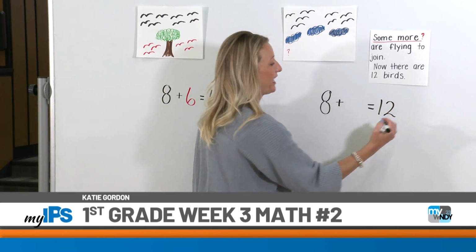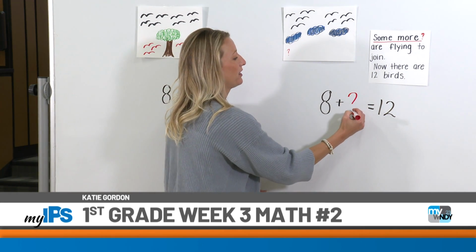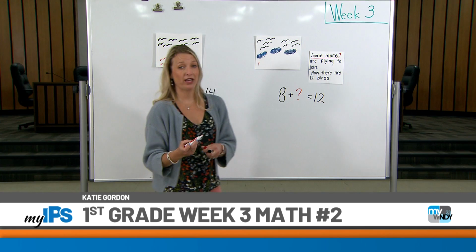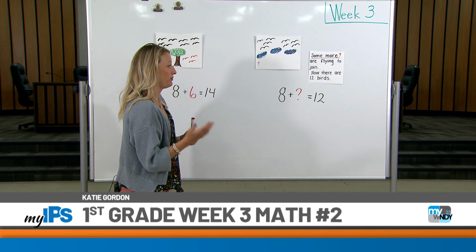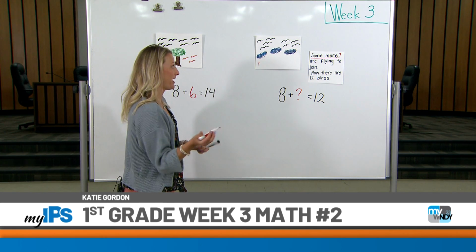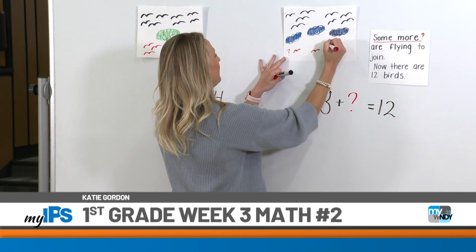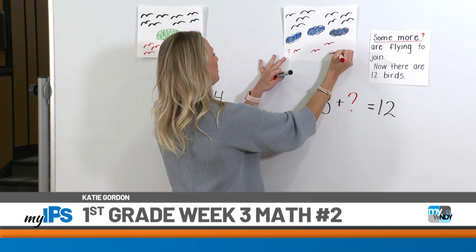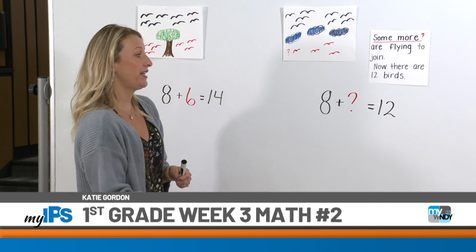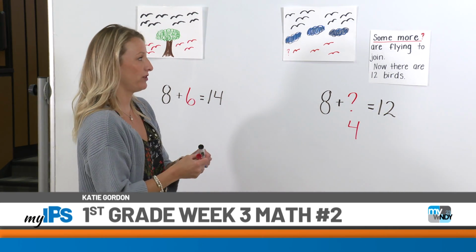How many birds came and joined? This is where you have a missing part. You need to start with what you know. So we have 8, and I want you to think how many more do we need to get to 12. So I'm going to draw them to identify how many more. So I have 8, and I can go ahead and say, okay, 9, 10, 11, 12. So then I know that my missing part is 4. 8 plus 4 equals 12.